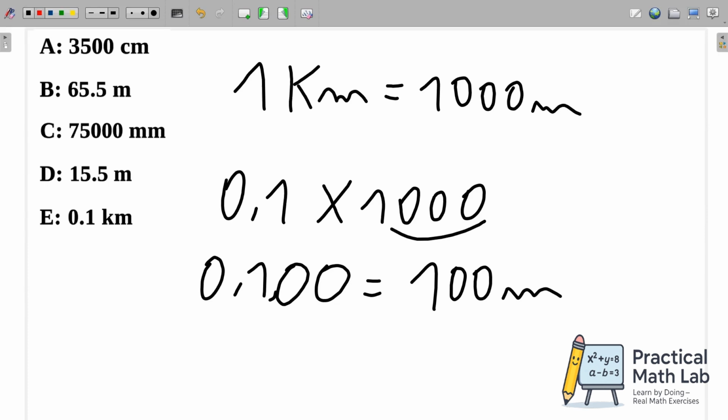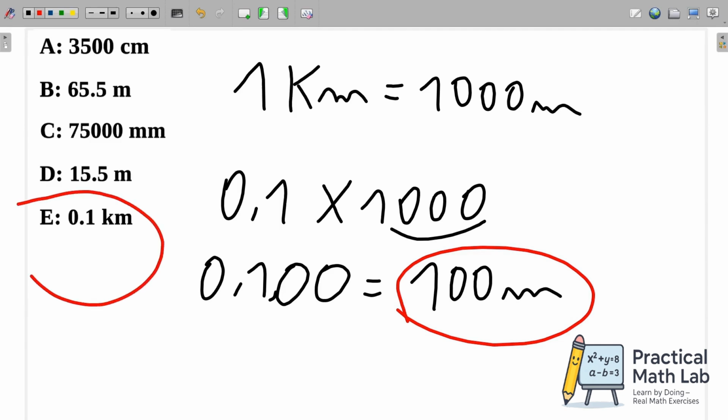So here, letter E is the highest value. That's the greatest distance. We've arrived at the answer. Letter E is the answer to the question.